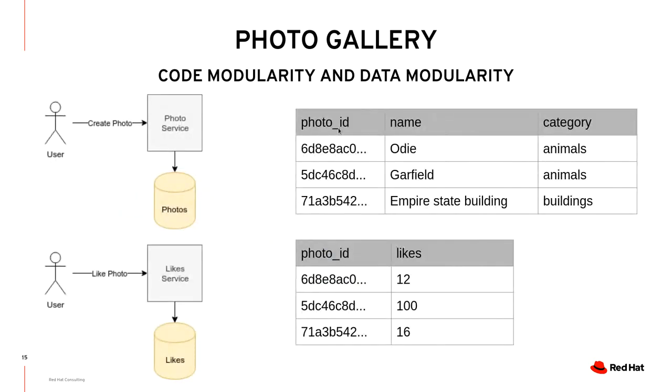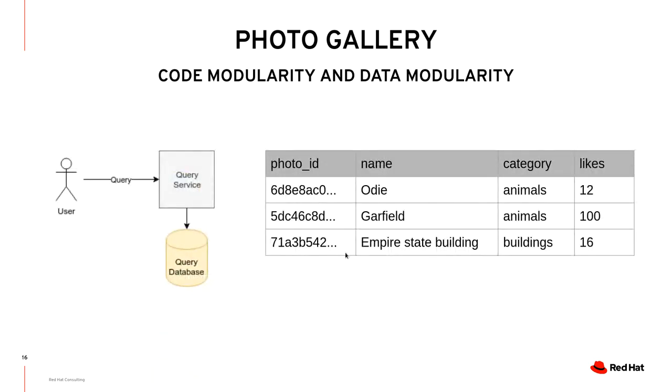On the next slide, I'm showing you a more detailed view of how the persistence layer or data model looks like. The photo service is maintaining a table where the photo is identified by a photo ID, and we save the name and the category. The like service is just storing the number of likes for a given photo ID. The query service is preparing and storing all the information or data it needs to be able to answer the more complicated queries.